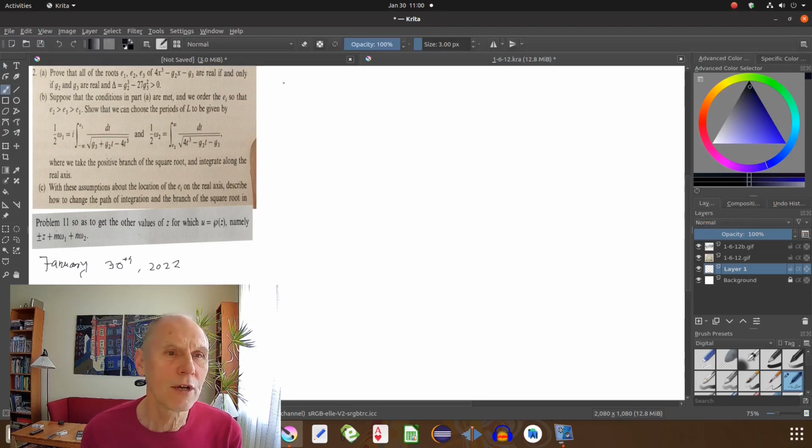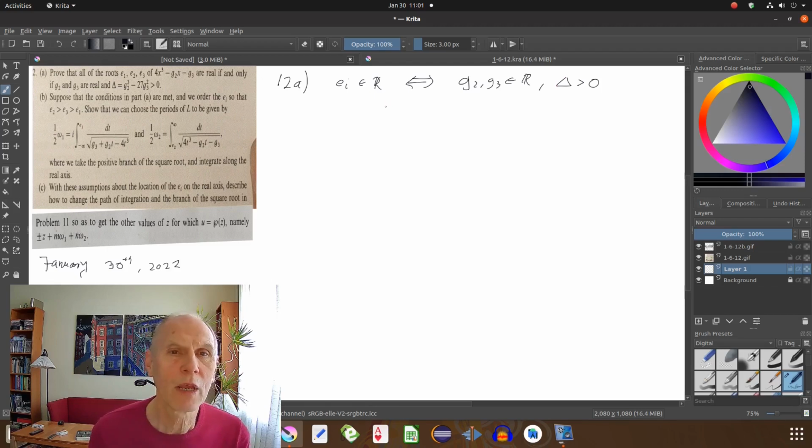Now, so we have two conditions. All the roots are real. And g2, g3 real, and the discriminant positive. We have to show a by implication here.